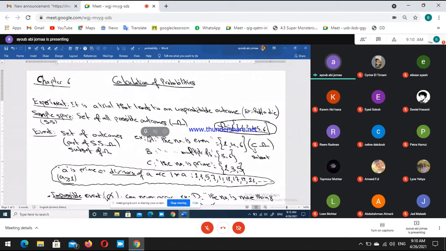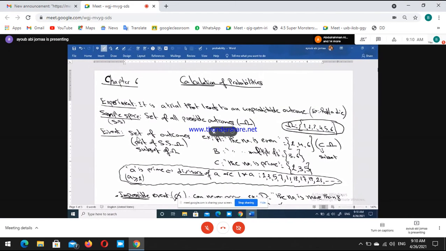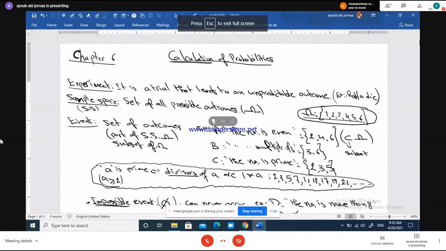A certain number of outcomes. The sample space is the set of all possible outcomes. Here is an example, rolling a die. The sample space is the set of numbers from 1 to 6. Event: it is a part or subset of the sample space.